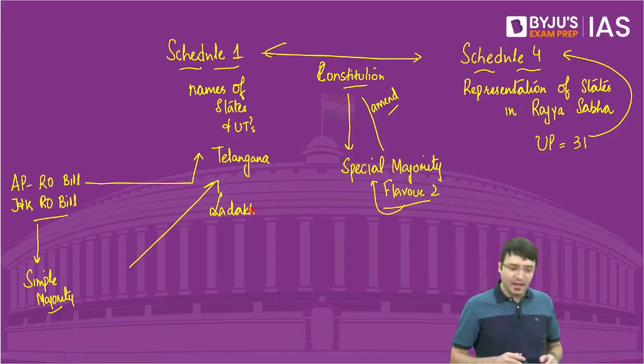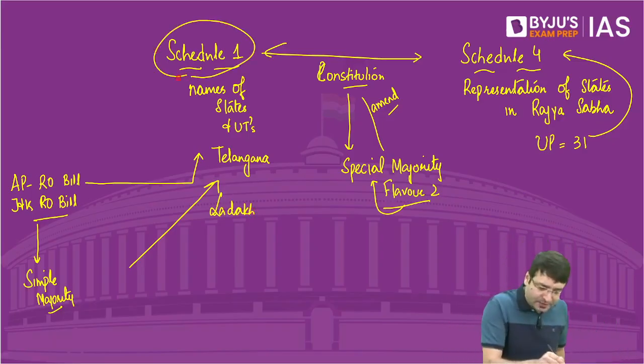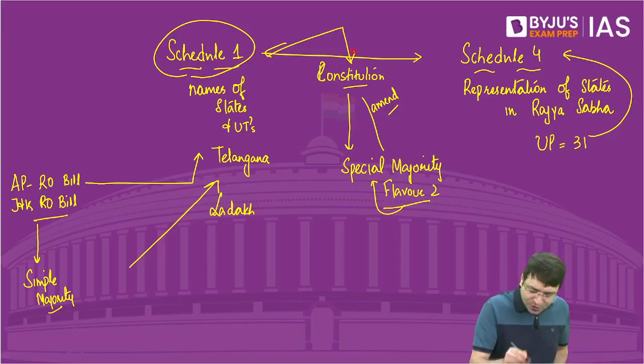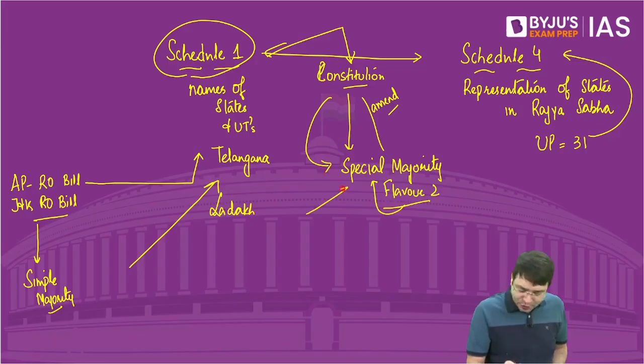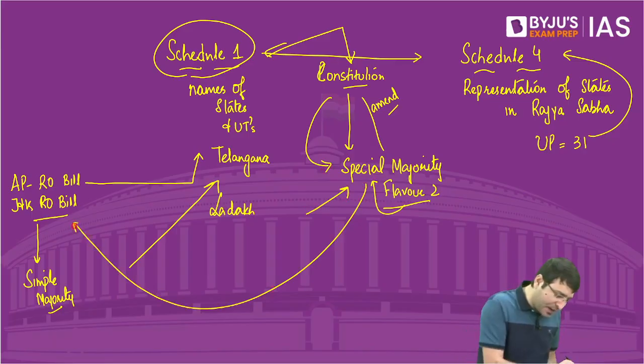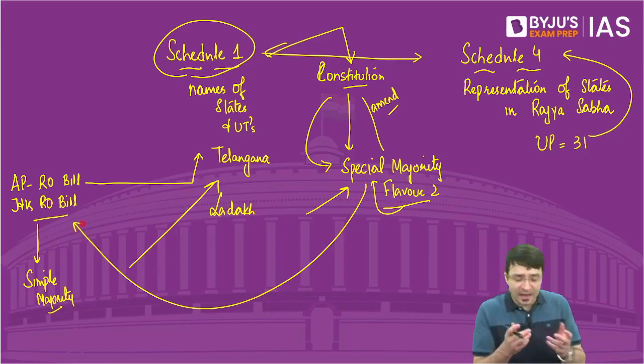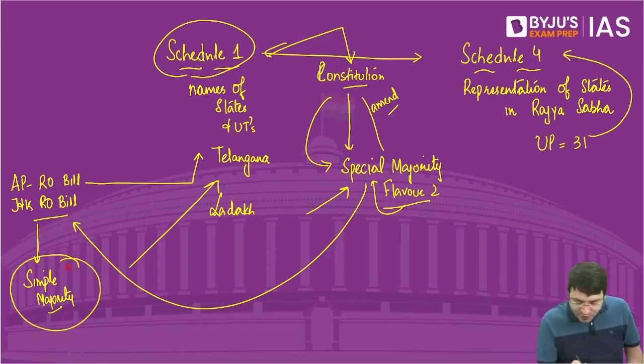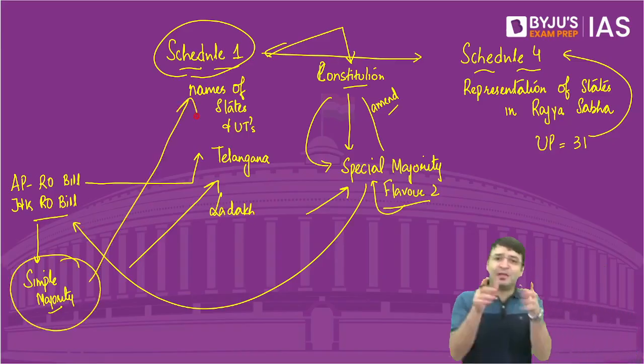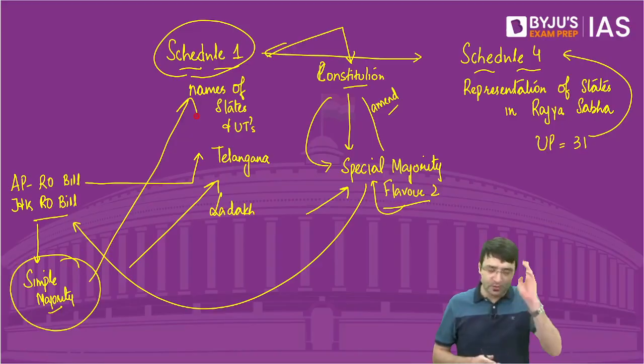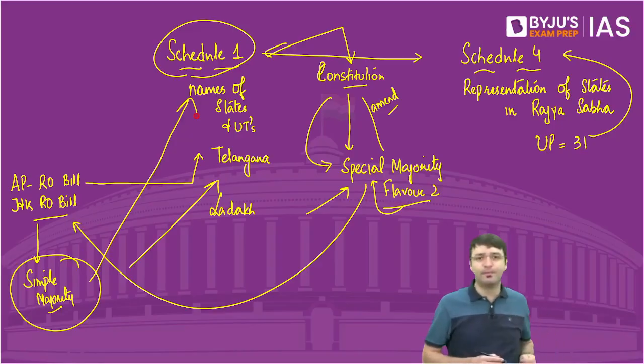Clear? But to change Schedule 1, which is part of the Constitution, which means we are amending the Constitution, it should have required special majority. But this bill was passed by simple majority. How can simple majority be used to amend the Constitution? That's question number 1.